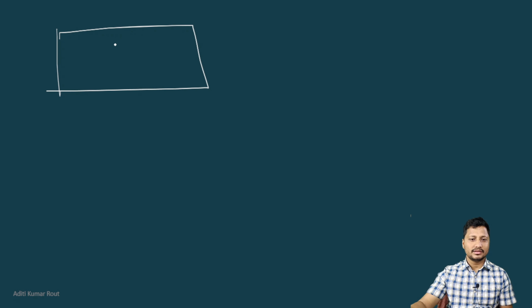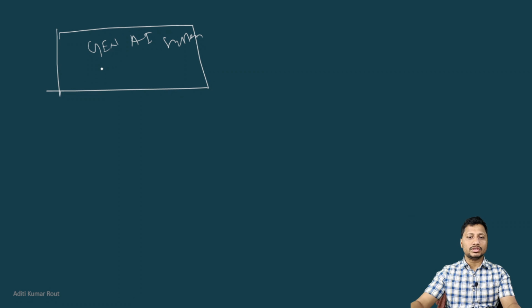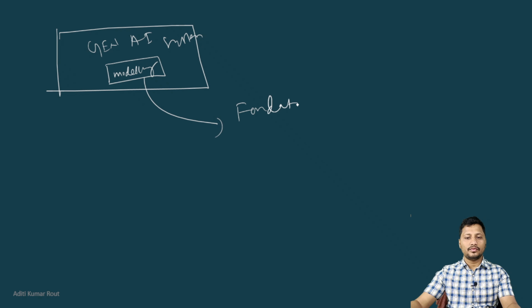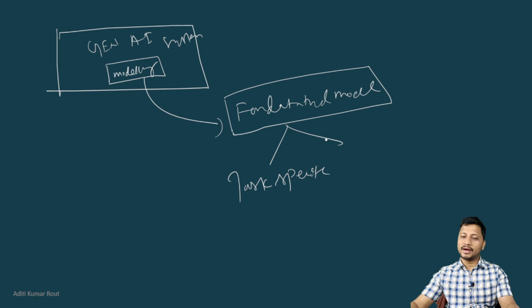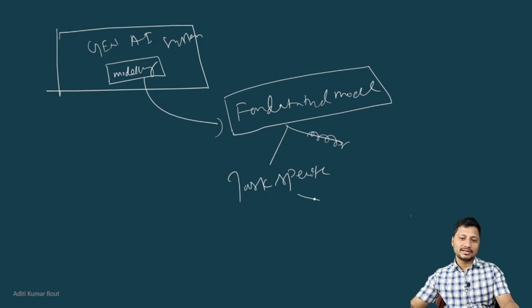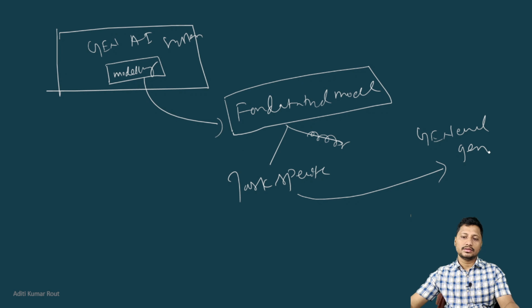So let's summarize this in a pictorial manner. This is my Gen AI system, which contains modeling within it. If I am talking about modeling, the foundational model is a core concept, and the foundational model is basically task-specific. I cannot divide it. This is the advancement of general Gen AI models.